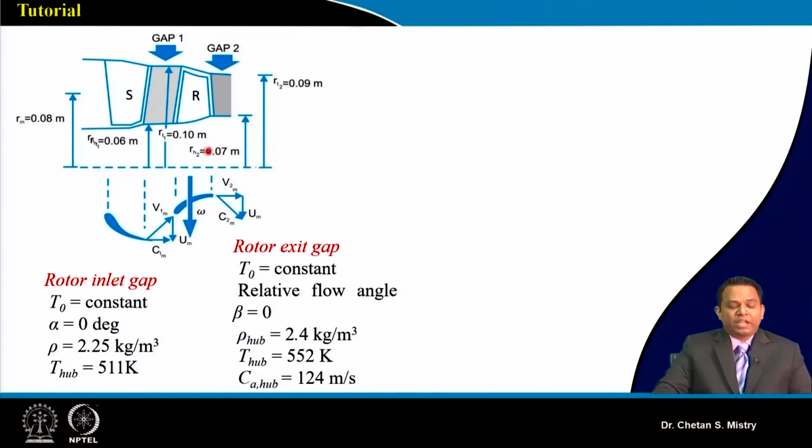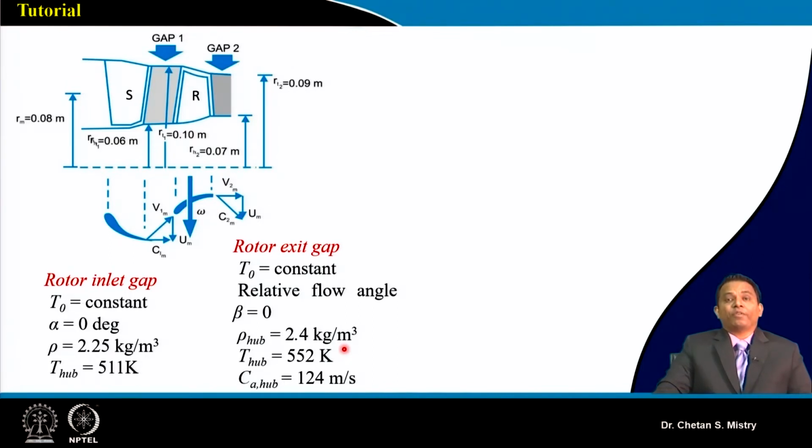Here in this case, at the outlet, my hub radius is given as 0.07 meter. So in the gap, we have total temperature, as mentioned, it is constant. My alpha is 0, my density is given, temperature is given. At the outlet, we have our total temperature, that is constant. My blade angle beta is 0. My density, temperature and axial velocity are given to us. What we are asked for is to calculate the mass flow rate.